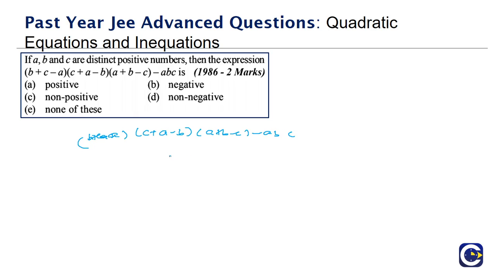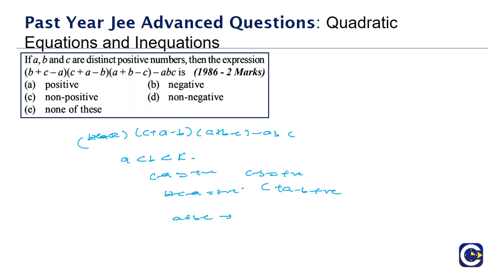As this expression is symmetric in a, b, c, we can directly say a is less than b is less than c. So c minus a is positive, c minus b is positive. So b plus c minus a is positive, c plus a minus b is positive. But a plus b minus c may be positive or may be negative.